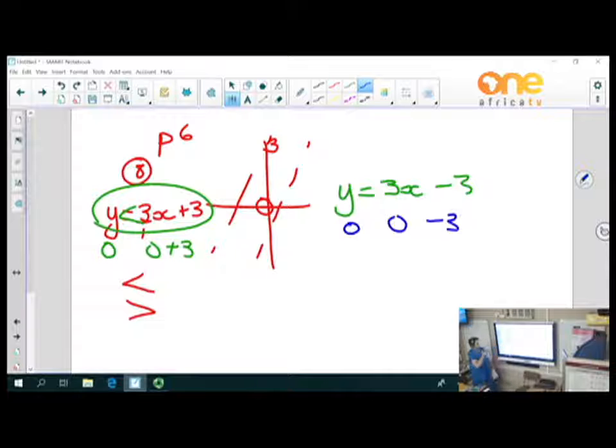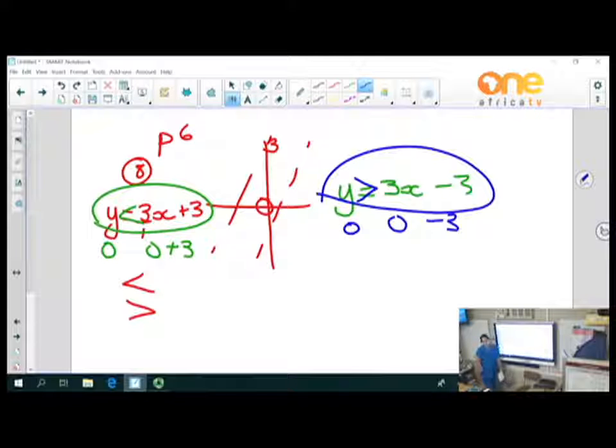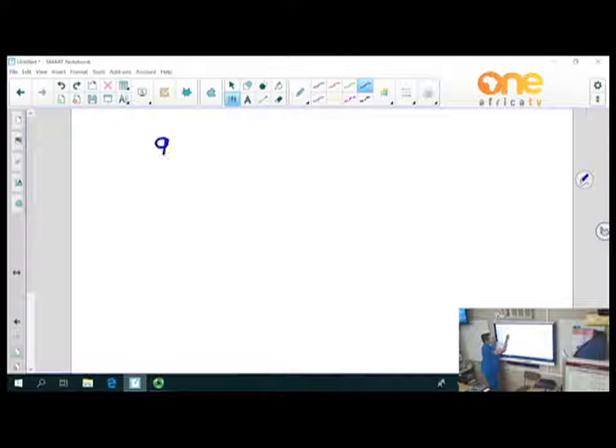And what will make this statement true? 0 is more than. So this is the answer of the second one. It's more than. 0 is more than negative 3. That will make it true. You must make your statement true because 0, 0 is in the wanted region. Right. The next one is question 9.